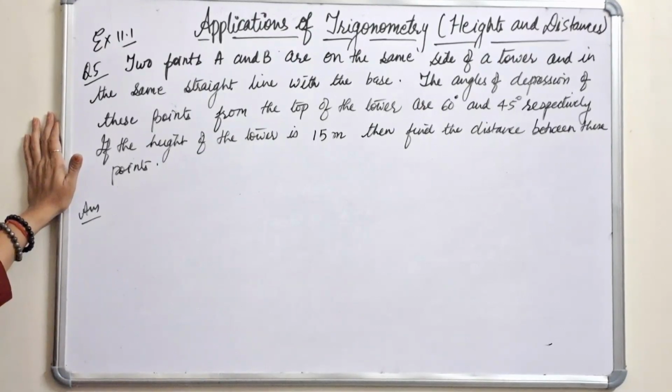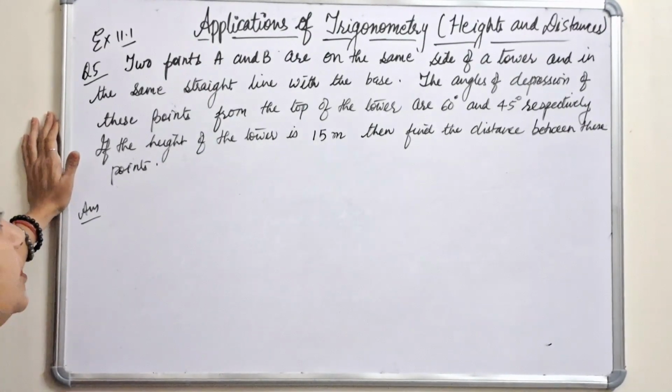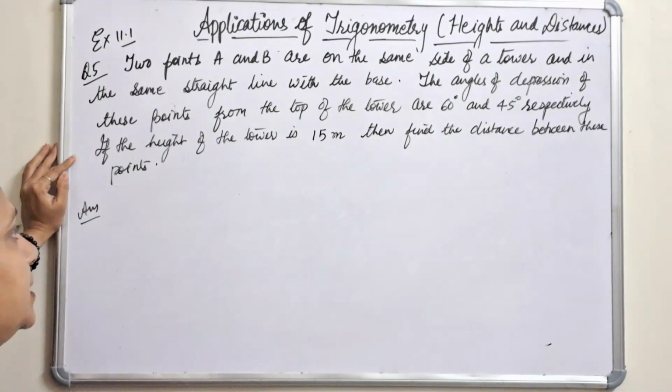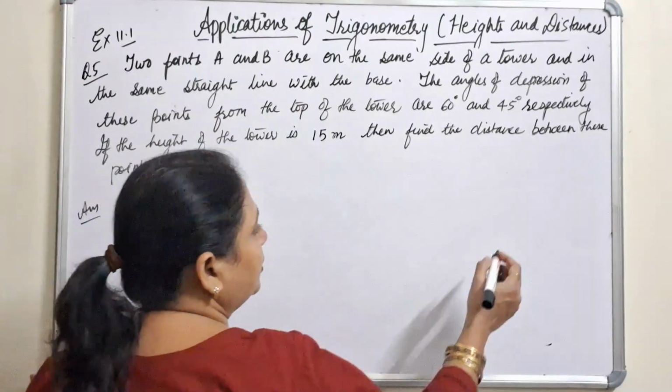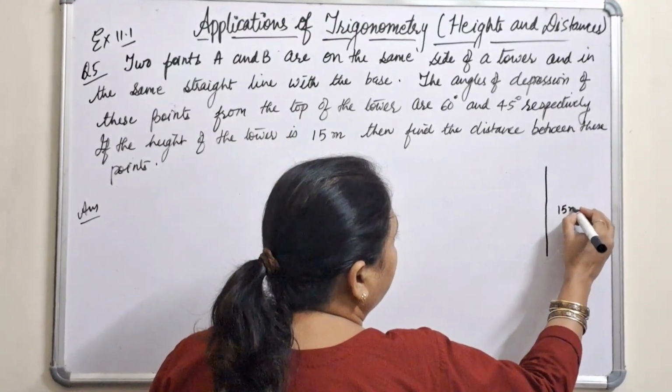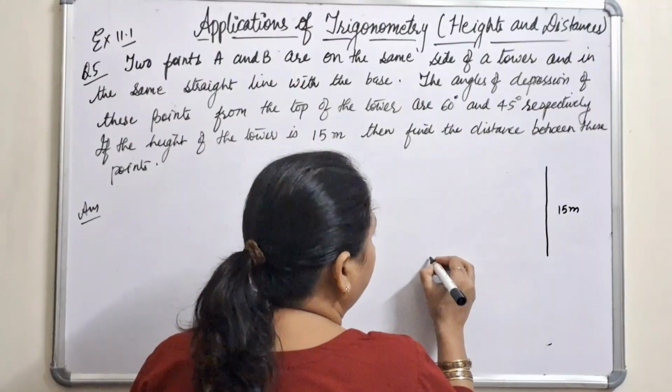Question number 5. Two points A and B are on the same side of the tower and in the same straight line with the base. The angles of depression of these points from the top of the tower are 60 degree and 45 degree respectively. If the height of the tower is 15 meter, then find the distance between these points. So how will you make the diagram? This is the tower and the height of the tower is given as 15 meter.